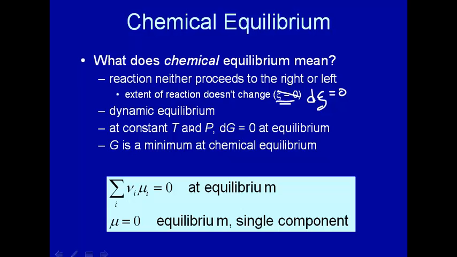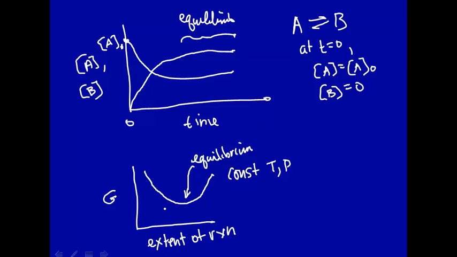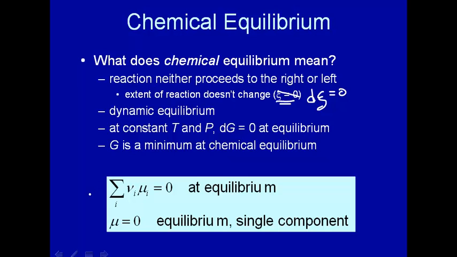Also, we know at constant temperature and pressure, from a previous lecture, dG equals 0 at equilibrium. That's what we said here. dG is a slope, so dG is equal to 0 at equilibrium. And then we'll get into this in just a second.